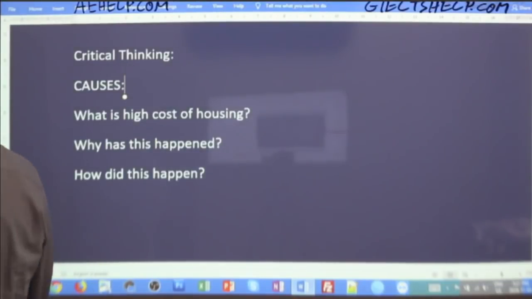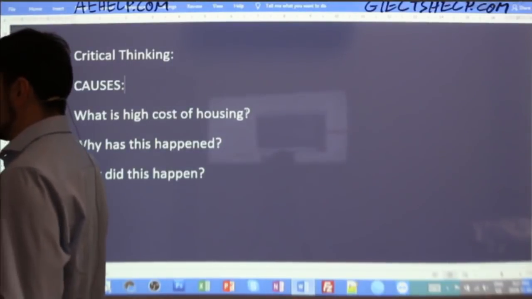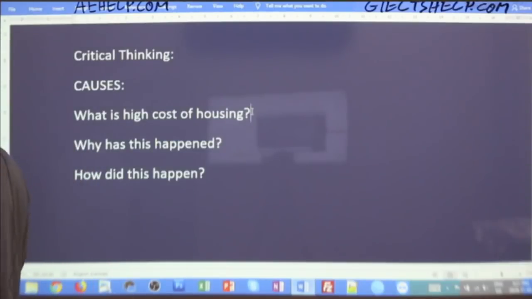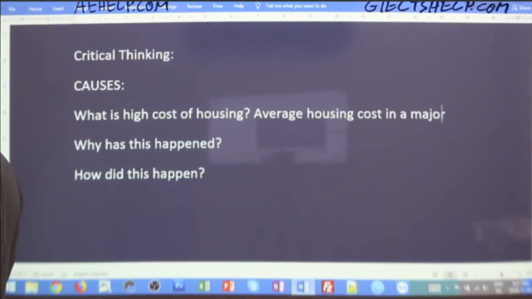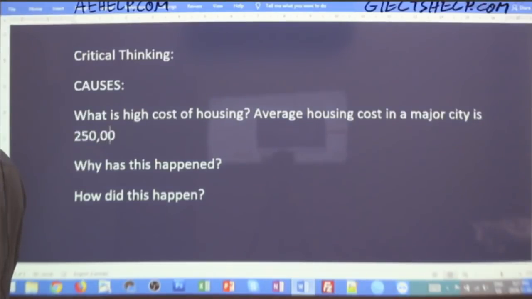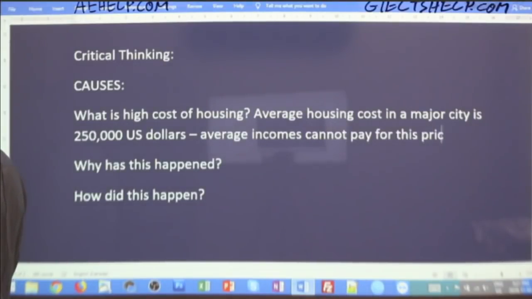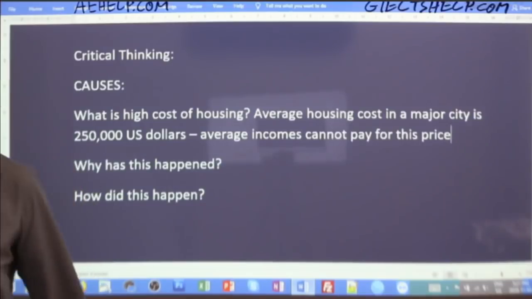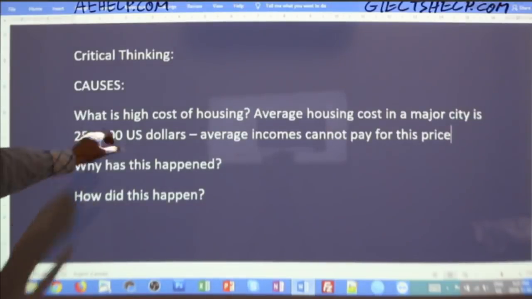And it doesn't matter if that's true for every part of the world. This is in your essay, okay? So average housing cost in a major city is 250,000 US dollars. Okay, average incomes cannot pay for this price. Okay, so that would be a definition of high cost of housing.